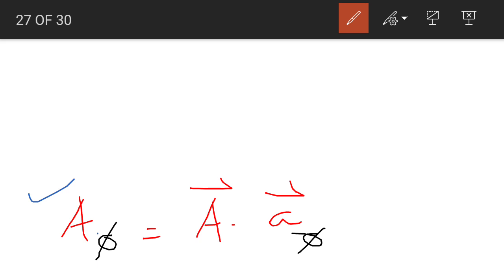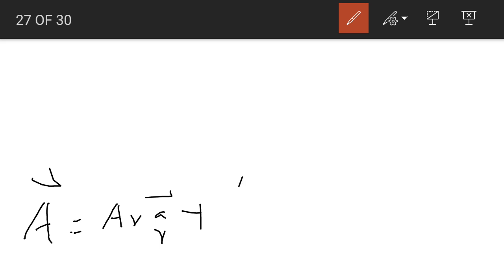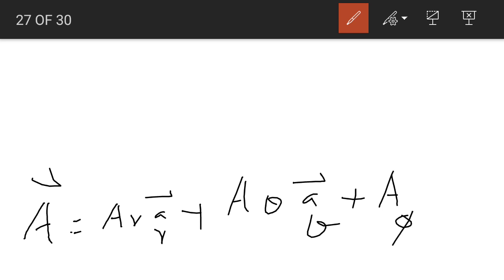Then we write down these three equations in the matrices format, and you see, finally we can write down the same vector in the spherical coordinate system. The same vector in the spherical coordinate system will be equal to A r into the unit vector a r plus A theta into the unit vector a theta plus A phi into the unit vector a phi, right? So we can write down the same vector in the spherical coordinate system.